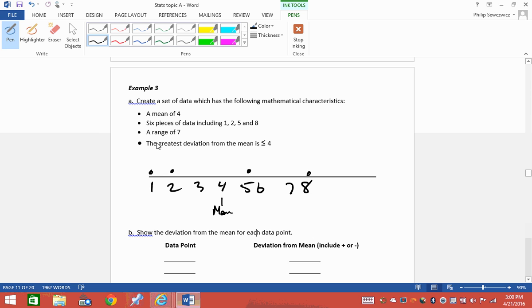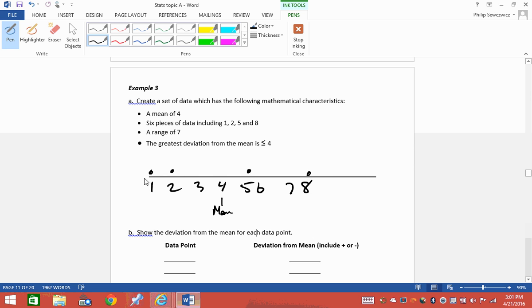I need a range to be a 7. So biggest number? Smallest number. Okay, so the range is 7 right now. So what that tells me is I can't go any higher. Can't go any lower as well because that's going to mess up my range. Also tells me the greatest deviation from the mean has to be less than or equal to 4. Well, this proves if my mean is 4, that means I can go out 4, a 1, a 2, a 3, 4. That's the most I can go out.